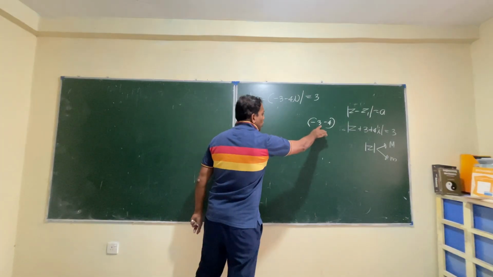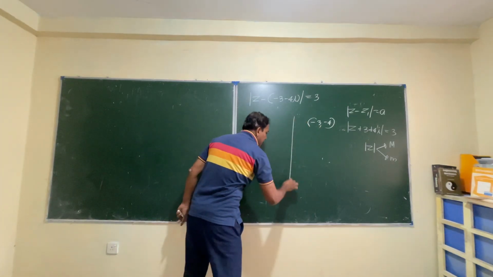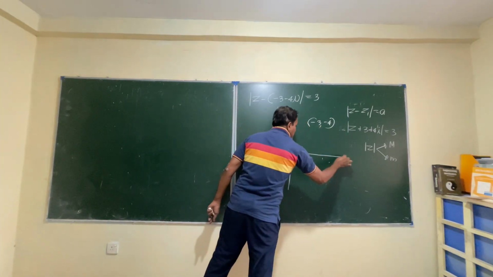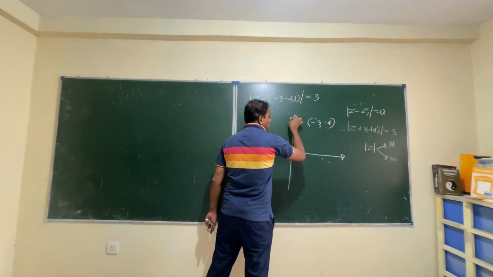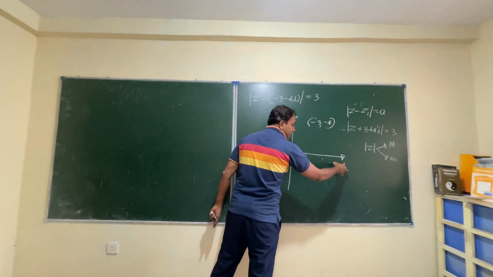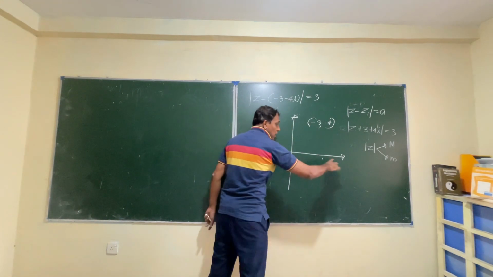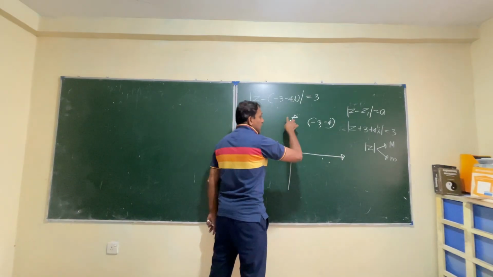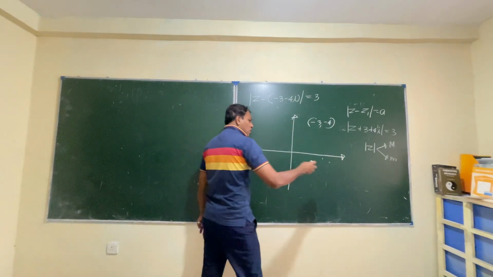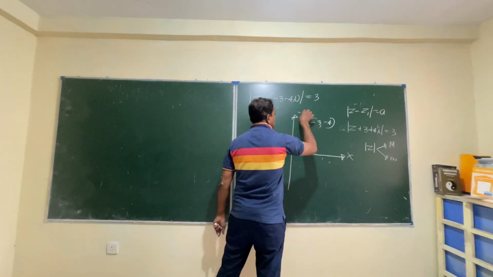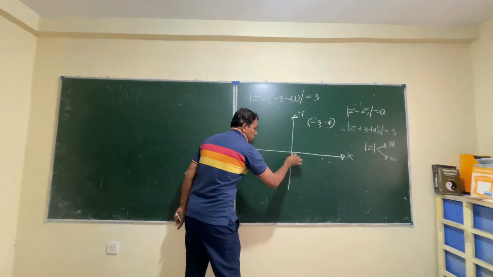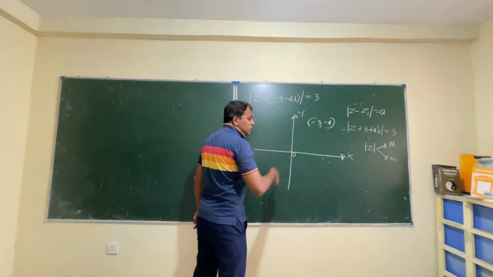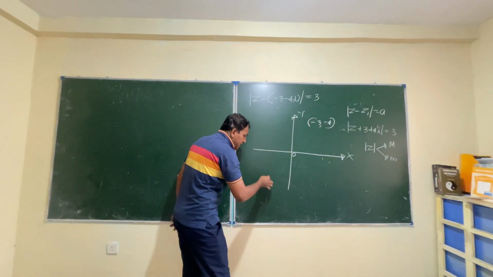So can I roughly draw where this circle is on an Argand diagram? This is the Argand plane. We call this the real axis and the imaginary axis. Real axis, x-axis, imaginary, y-axis, or I can mark x, y, no matter. This is the origin. So where is minus 3 comma minus 4? Somewhere here.